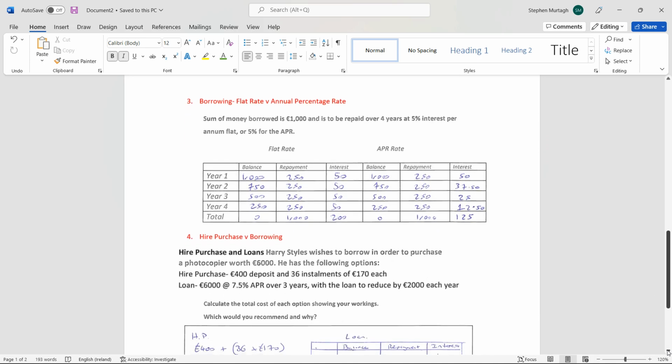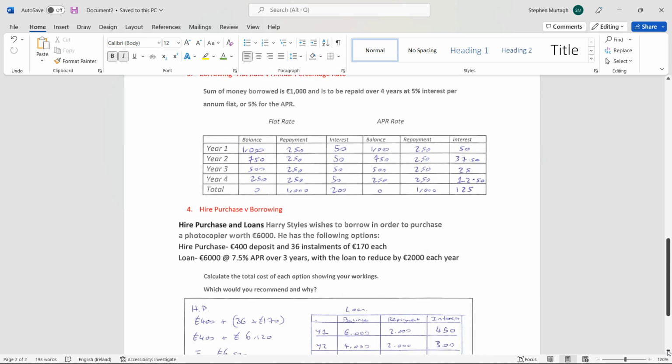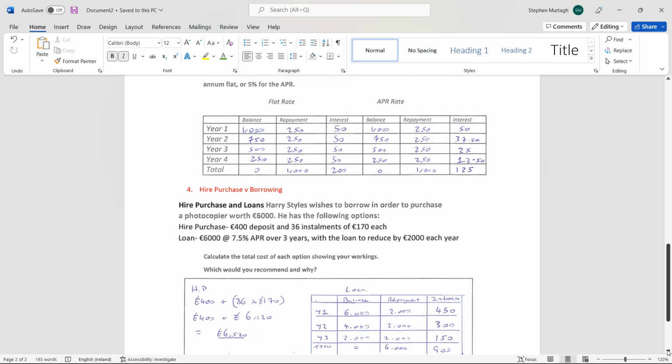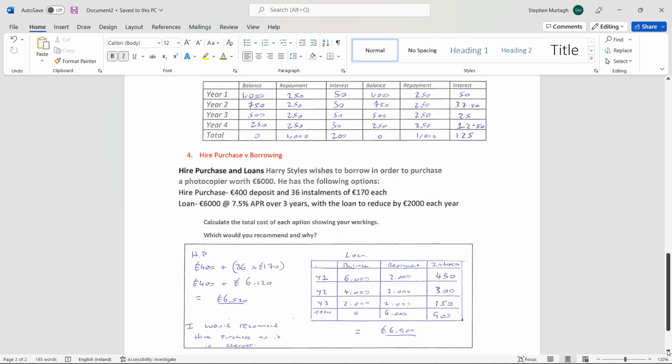And the last question here is hire purchase versus borrowing. So Harry Styles wishes to borrow in order to purchase a photocopier worth €6,000, and he has the following options. Hire purchase is a €400 deposit and 36 installments of €170 each, or a loan of €6,000 at 7.5% APR, annual percentage rate, over 3 years, with the loan to reduce by €2,000 each year. So what you're asked to do is to calculate the total cost of each option and show your workings. Then you're also asked to see which would you recommend and why.